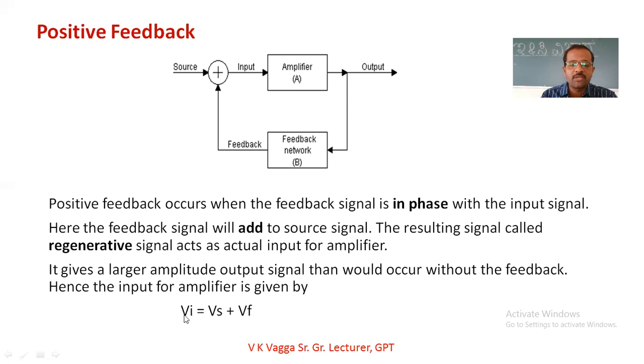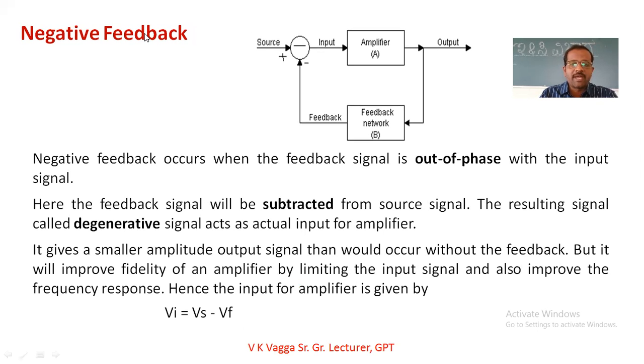Hence the input for an amplifier is given as VI equals VS plus VF, assuming VI is the input voltage for the amplifier, VS is the source input, and VF is the feedback input. So VI equals VS plus VF is itself called positive feedback. Understood? It's very simple. If the source input is added with the feedback input, and the resulting input is given to the amplifier, that is called positive feedback.